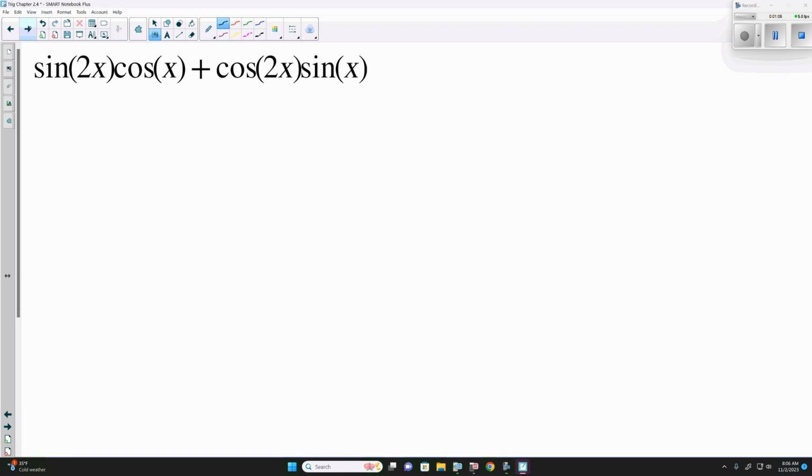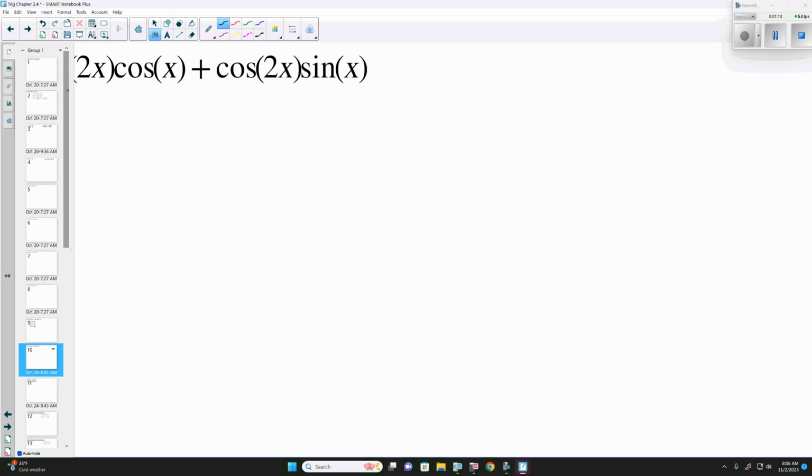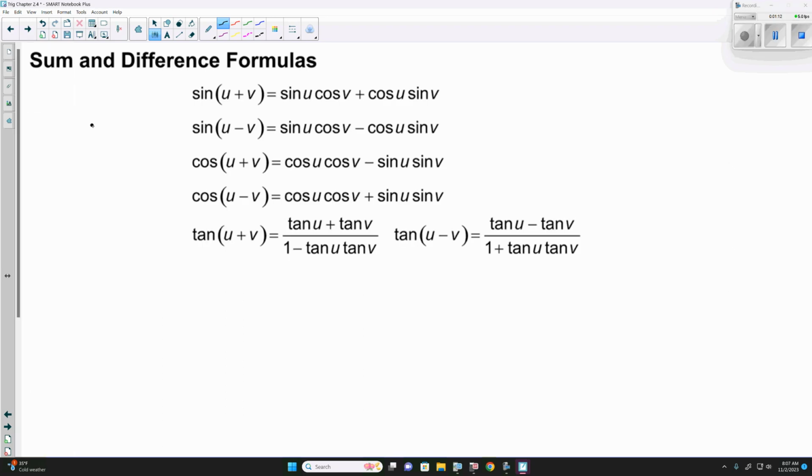Because cosines, well, actually, I do have it on slide 1. Cosine of u plus v, cosine, cosine, sine, sine. Cosine minus v, cosine, cosine, sine, sine. With sine, sine, cosine, sine, cosine, cosine, sine, they actually have them mixed. And tangent in both cases is just straight up tangent the whole way through.